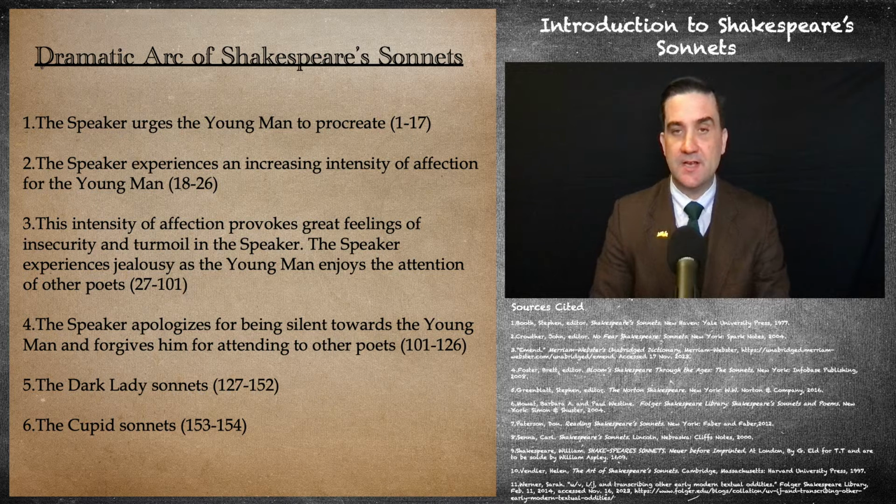In the next set of sonnets, numbers 18 through 26, the speaker abandons his project of getting the young man to settle down, find a woman, and procreate. Instead, what happens is the speaker starts to experience very profound and intense emotions for the young man. He frets over the young man's beauty and his love for him and their friendship together.